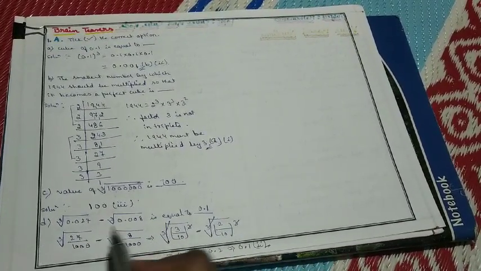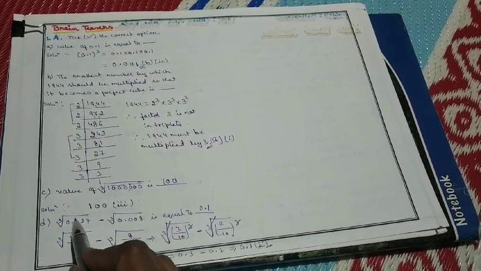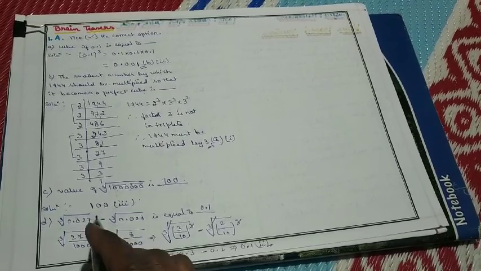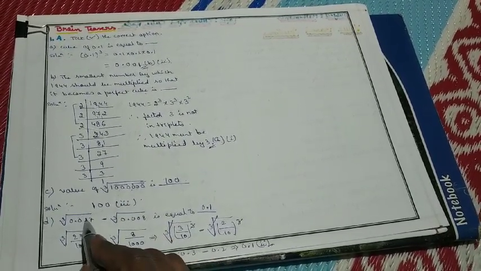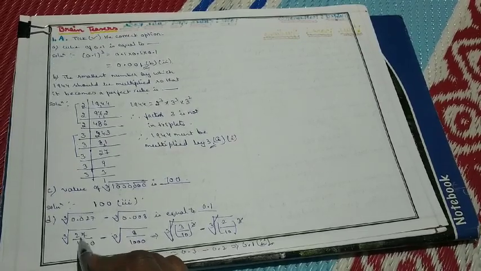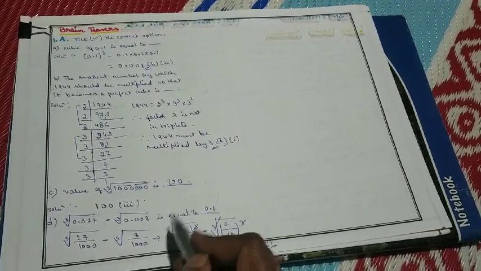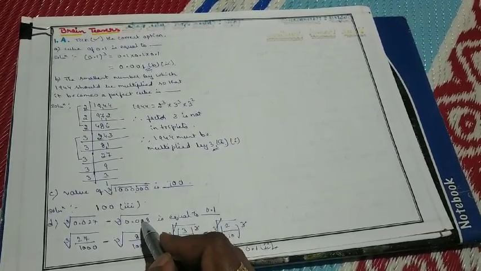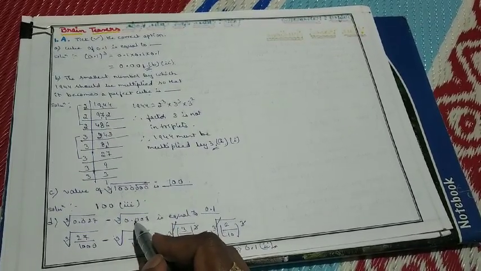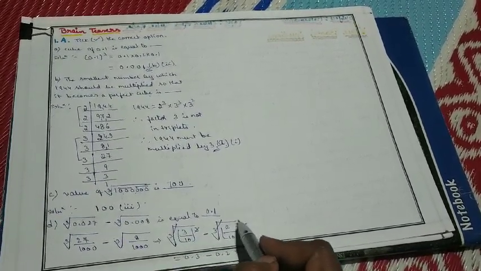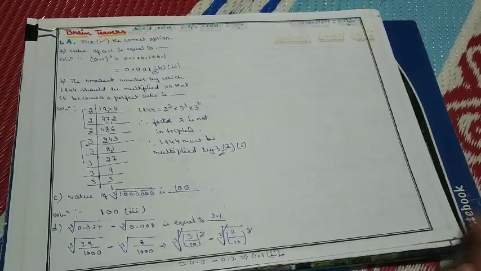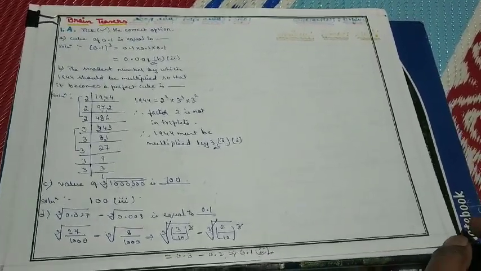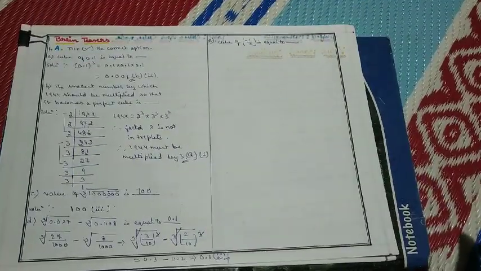Or there is another method also. Then these 3 digits make one period, and these 3 digits make one period. So 027 is nothing but 0.3 whole cube, and 0.008 is nothing but 0.2 whole cube. Then cube and cube root cancel, and 0.3 minus 0.2 is nothing but 0.1. Same fashion, children. Now let me move to the next question.